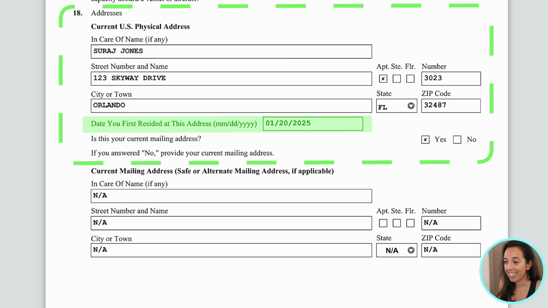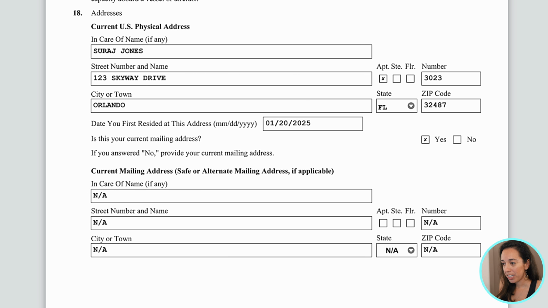It then asks the date you first resided at this address. So we just wrote down the day of his arrival into the US, as this was his first time living at this address. The next question is, is this your mailing address? So we checked yes. We put NA for any alternative address, as we are going to reside here and this is our only mailing address.